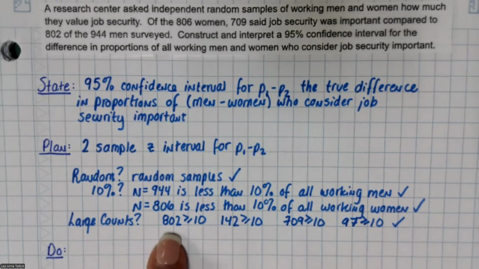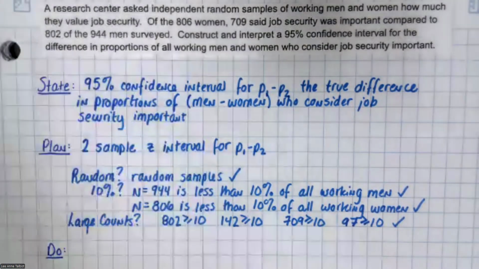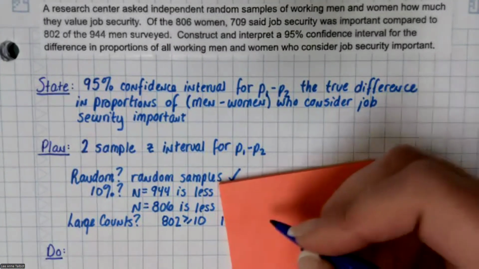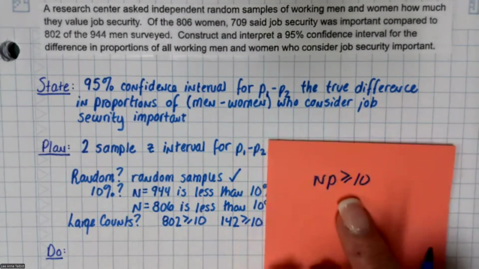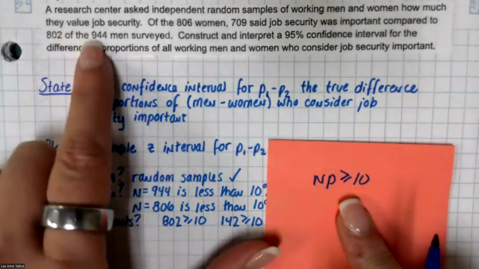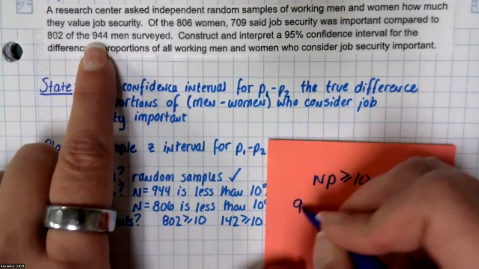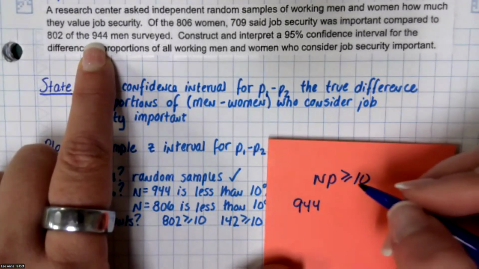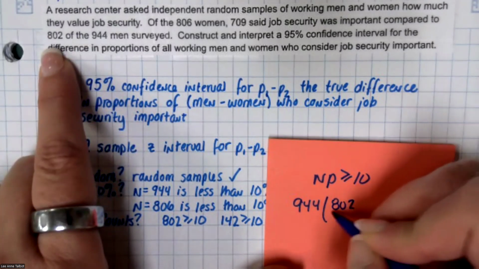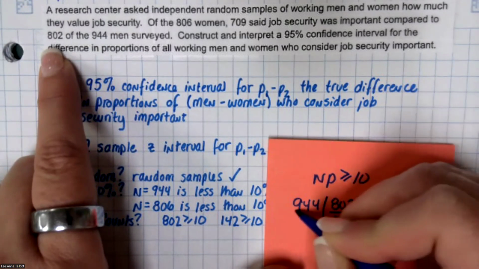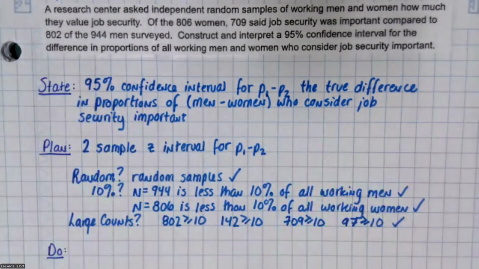Okay, so this is n times p is greater than or equal to 10. No, it's good. I want you to ask. I bet there's 10 people in here that don't know. Does this make sense? The formula n times p is greater than or equal to 10. In this case n was 944, and p is 802 over 944, so the 944s cancel. Exactly.